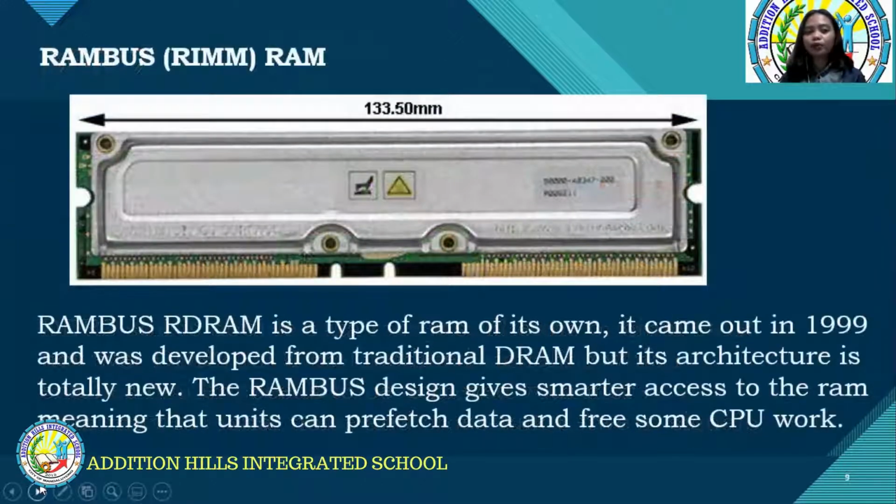Next is this Rambus RAM. It's a type of RAM of its own. It came out in 1999 and was developed from traditional RAM, but its architecture is totally new. The Rambus design gives smarter access to the RAM, meaning the units can prefetch data and free some CPU work. So, ang Rambus, dinesign siya para makapag-transfer ng data ng mas mabilis kaysa sa iba.